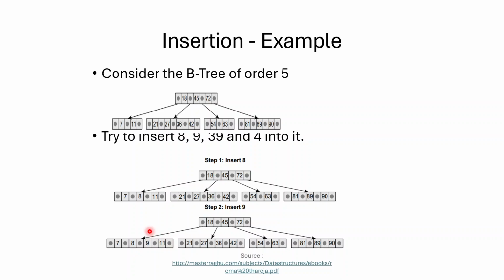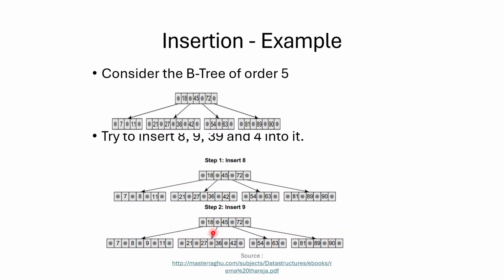So now we will insert 39 here. So where do you insert a 39 over here? Between 18 to 45. So between 18 to 45, we can see between 36 and 42, we can insert a data. But here this node is already full. 1, 2, 3, 4, 5. There are 5 pointers. So this node is already full. So we can't insert a data over there.